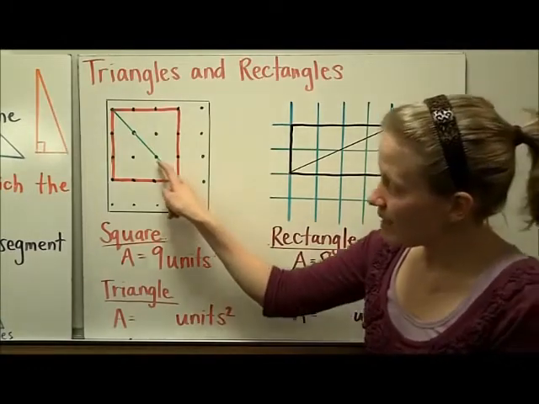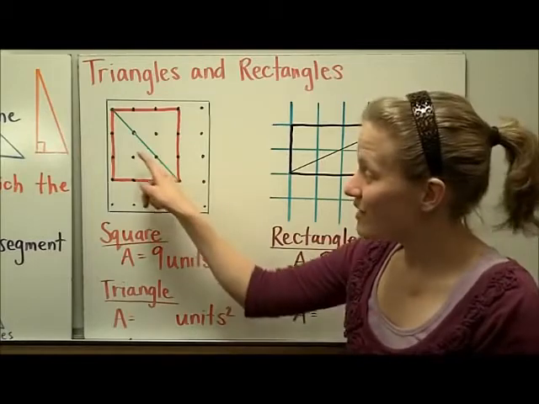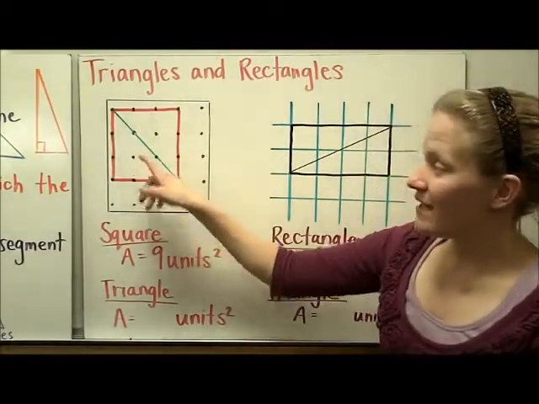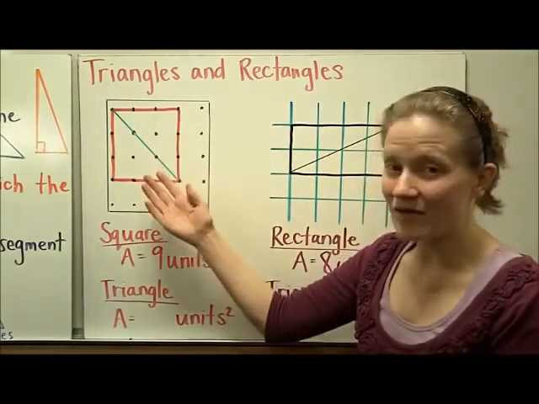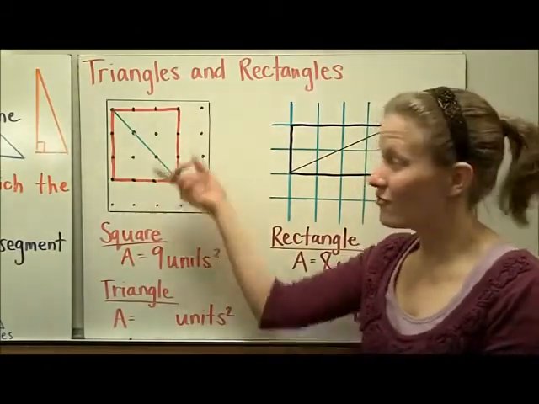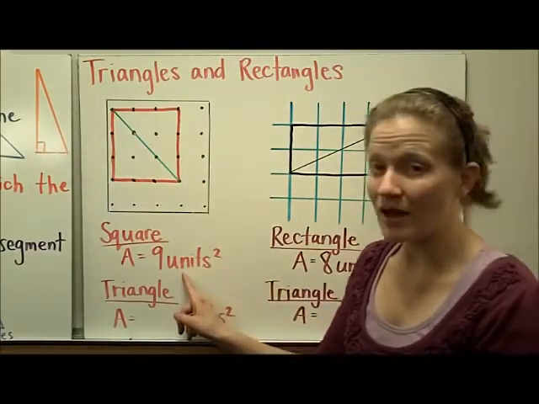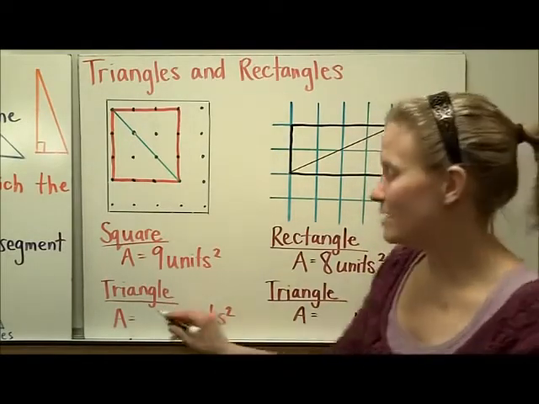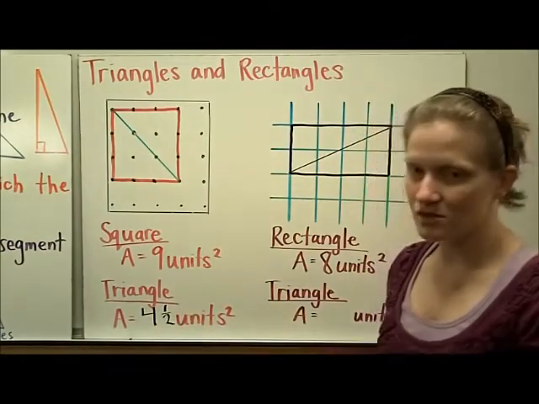Well, if we take another rubber band and cut the square in half, we've now formed two triangles that are equal in this case. And it makes sense that if it cuts that square in half, the area of the triangle is going to be half of what the square was. So if the square had an area of 9 square units, then half of 9 is going to be 4 and a half square units.